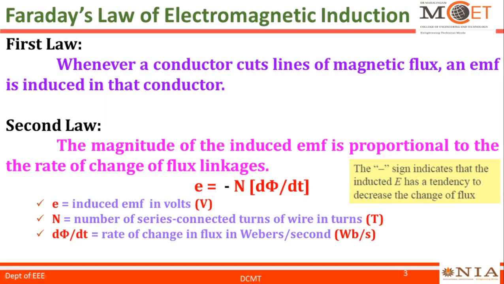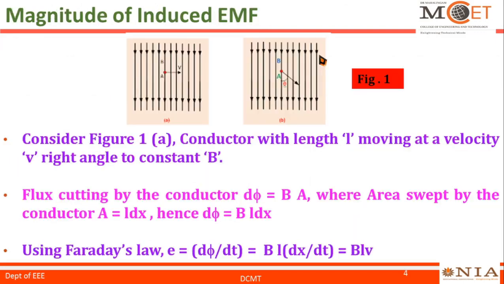Earlier, we have discussed Faraday's law of electromagnetic induction. Whenever a conductor cuts lines of magnetic flux, an EMF is induced in the conductor. That's his first law. The second law says that induced EMF E is equal to minus N d phi by dt. Here we discuss the magnitude of induced EMF.